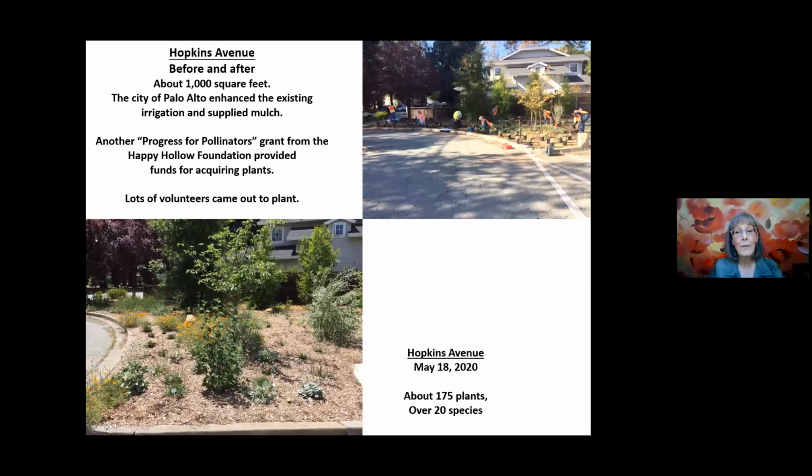The Hopkins garden, I'm skipping Gwenda for a reason. The Hopkins garden, we just planted up in December. It's about 1,000 square feet. Here we have a lot of volunteers out planting that day. Another Progress for Pollinators grant program allowed us to purchase planting for that. And this picture was taken just a couple of days ago. And these plants are growing in record time.